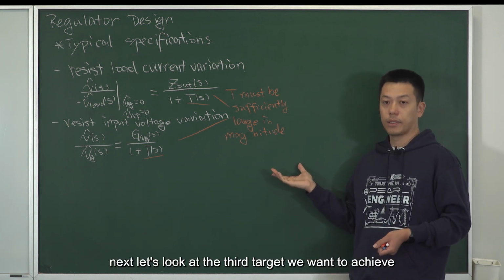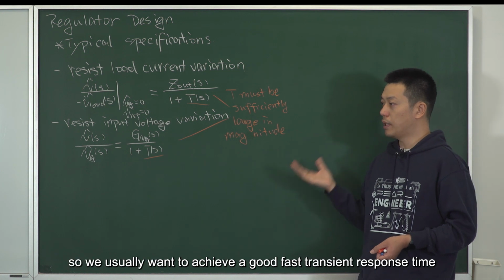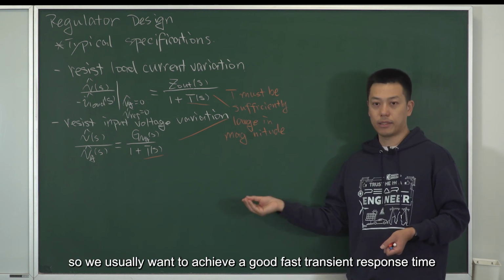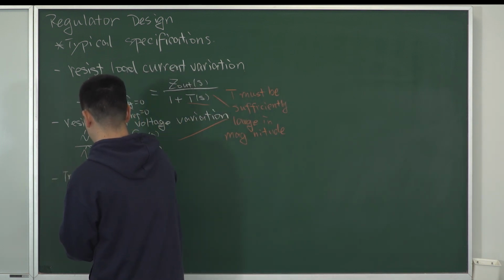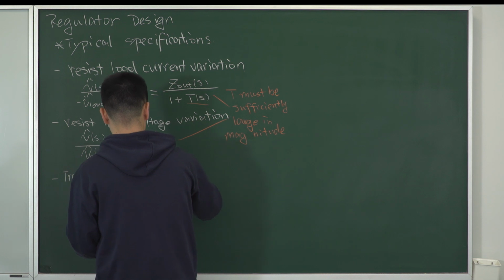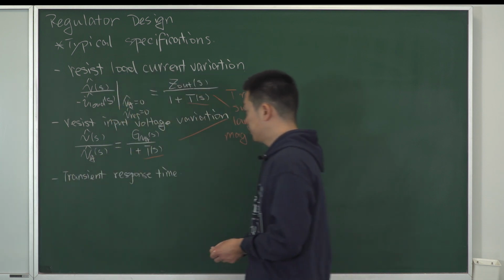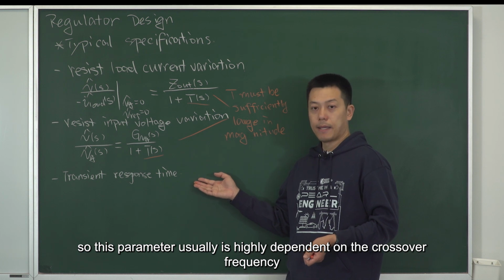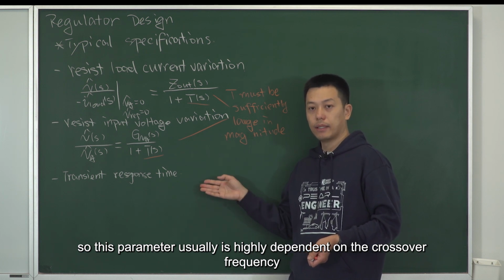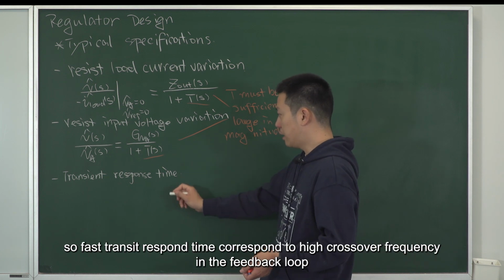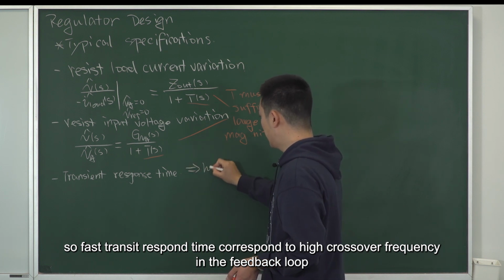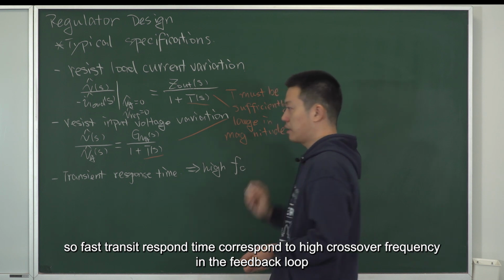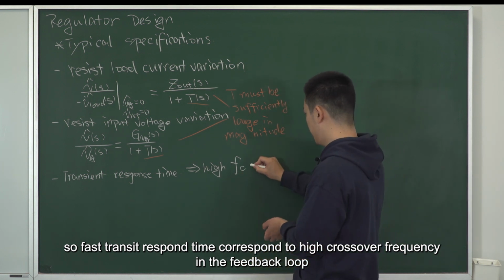Next, let's look at the third target we want to achieve. So we usually want to achieve a good, fast transient response time. So this parameter usually is highly dependent on the crossover frequency. So a fast transient response time corresponds to a high crossover frequency in the feedback loop.